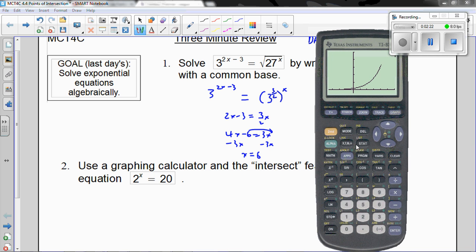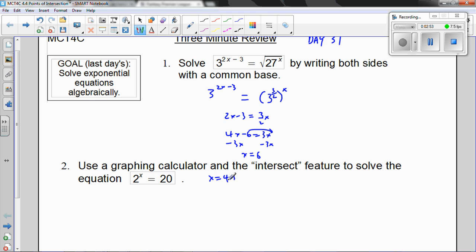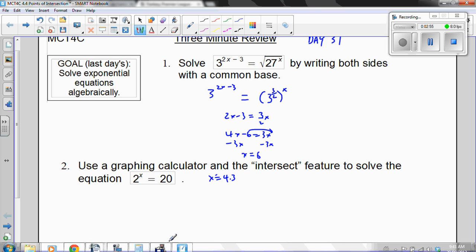There's my 2 to the exponent x. Looks nice. Remember, these are going up by 5s. 5, 10, 15, there's 20. There's the intersection. I get to it by going second trace to get to the calc menu. Hit 5, follow the on-screen instructions: first curve, second curve, and the guess. And you probably figured out you don't have to get very close to get it to find the intersection. X is 4.3 about, and I'm going to paste that in there.